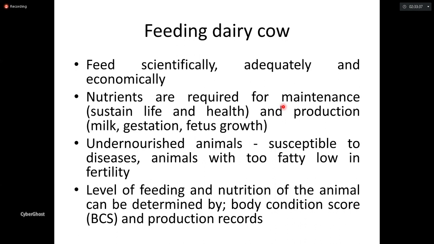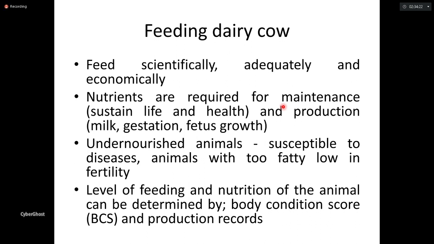During that particular time period, lots of nutrients consumed by these animals are excreted as nutrient-rich milk to the outside environment, which means lots of minerals, vitamins, proteins, carbohydrates, and fat are removed from the animal body, and we take it as milk. Therefore, we have to replenish, right? We have to refill whatever nutrients are lost from the animal body as fresh milk. So we have to consider those things.